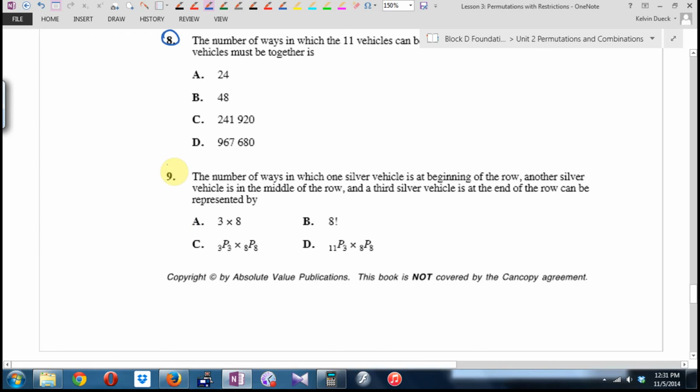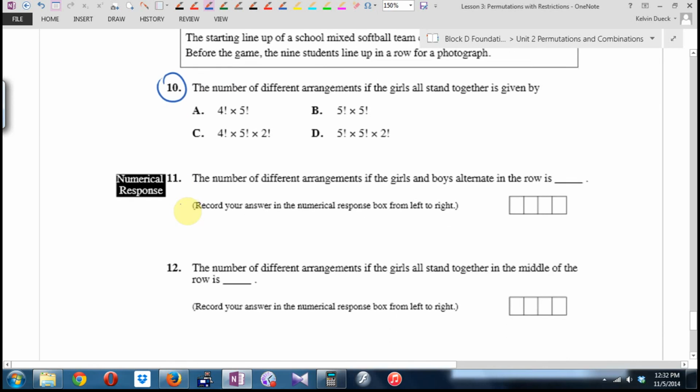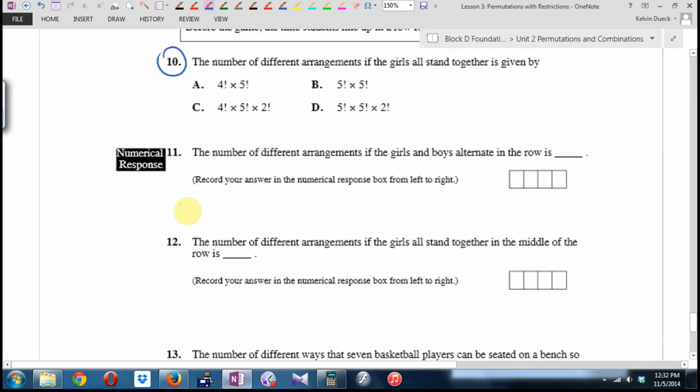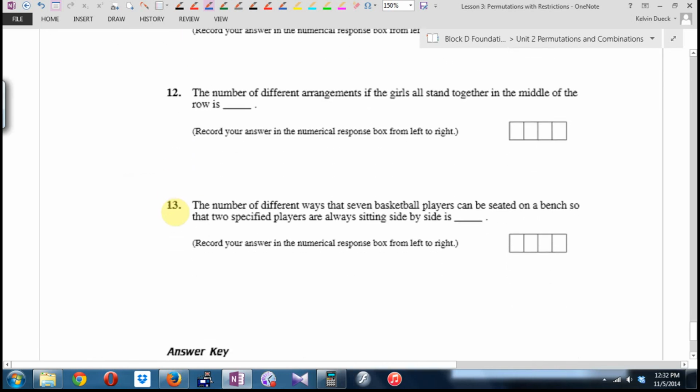The number of ways in which one silver vehicle is at the beginning, another in the middle. Okay, I can do that restriction. I'd probably draw a blank. Okay, 9 is good. Ten. 11, skip 12, skip 13.